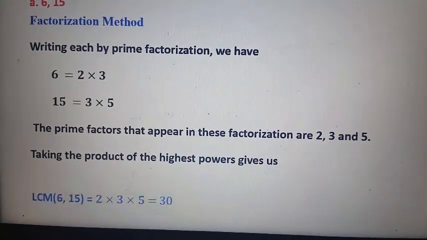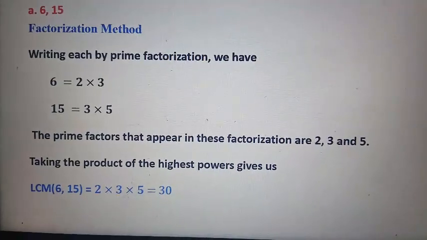Therefore the LCM of 6 and 15 by using factorization method is 30.